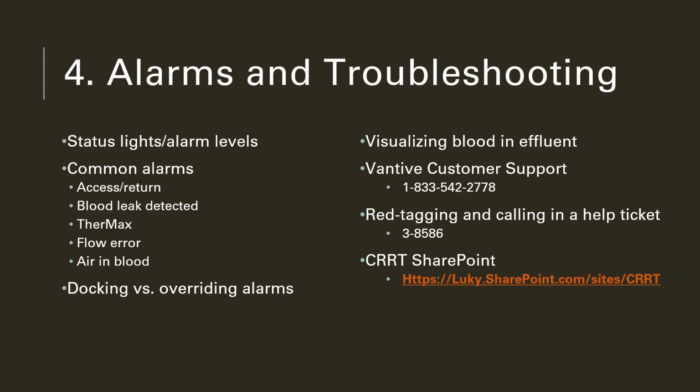Of course, Vantive customer support number is on most machines. It's on the SharePoint, it's on the new user handout, and here it is. We really want nurses to call Vantive before red tagging because Vantive may be able to keep them from getting a set to go down. However, if a machine is broken in a sense that they aren't able to continue therapy, they must red tag the machine and call in that help ticket at 38586. And once again, here is a link in your PDF to the CRRT SharePoint.